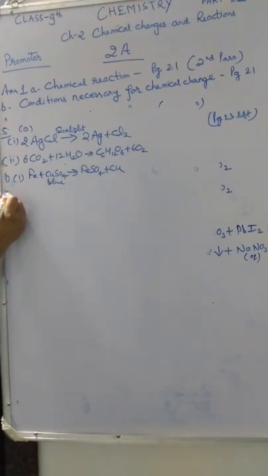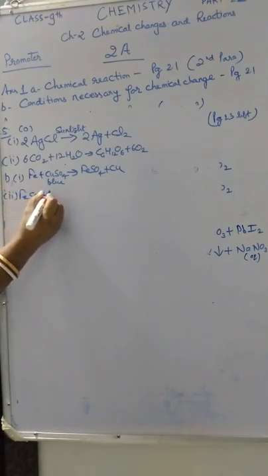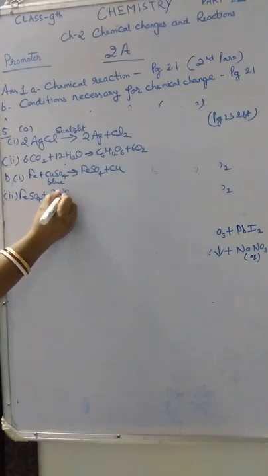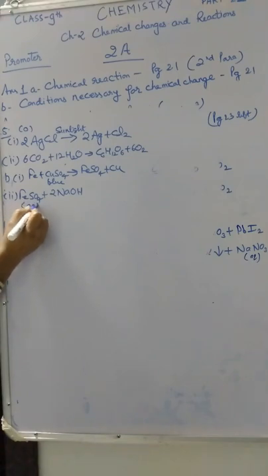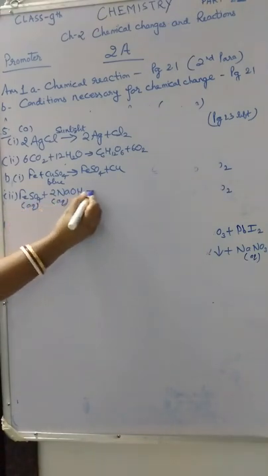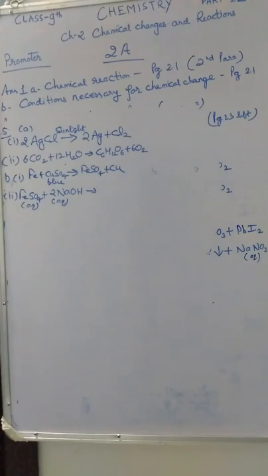Second one, formation of dirty green precipitate. That also I explained. Dirty green: FeSO4 plus sodium hydroxide. When ferrous sulfate is reacting with sodium hydroxide, both in aqueous form, that also you have to mention. You will get ferrous hydroxide and sodium sulfate.